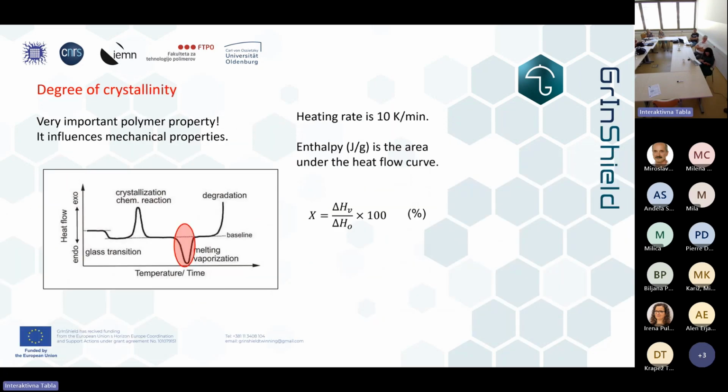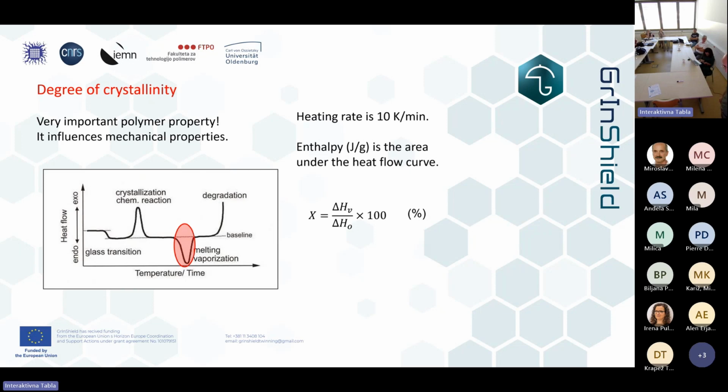Degree of crystallinity, as I said a few times, is a very important property of polymers because it influences mechanical properties. This we usually measure at the heating rate of 10 kelvins per minute, and we calculate the area under the heat flow during the heating, and then we use this equation to calculate the crystallinity of the polymer.